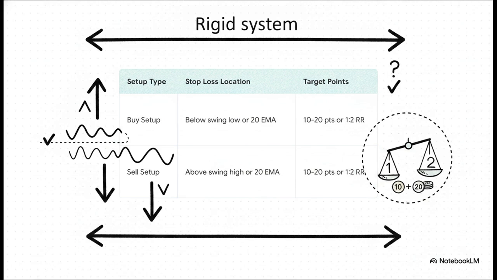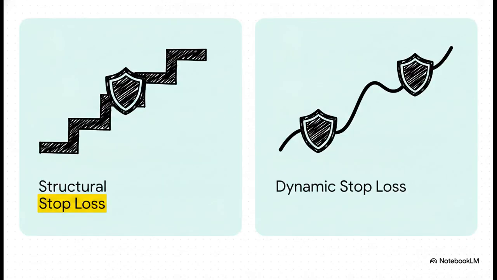You're always aiming for 10 to 20 points or a 1-to-2 risk-reward ratio. The system leaves absolutely no room for ambiguity about where you get out if you're wrong and where you take profit if you're right. Notice the distinct choice you have for your defense here. You've got a structural option and an indicator-based option.